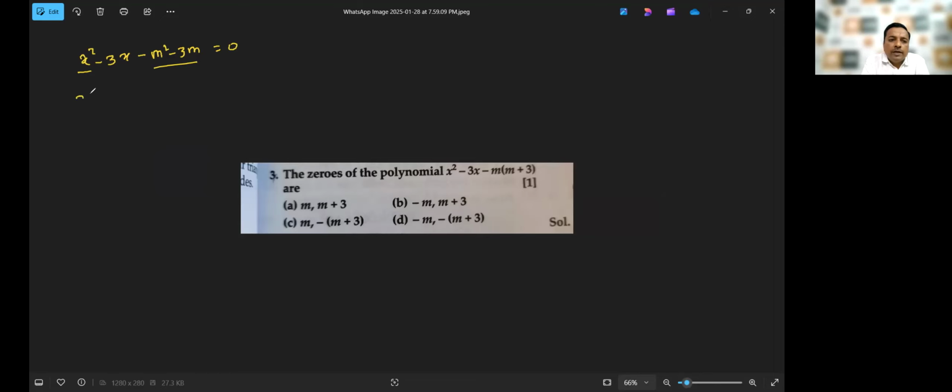Just don't do this one. x square minus 3x minus m and m plus 3. So this and this we have to multiply. तो ये हो जाएगा minus m and m plus 3, and the x square is there, then minus m square minus 3m. इसके फैक्टर 3 आनी चाहिए, the factor should be 3. तो एक फैक्टर आएगा m and the another factor is m plus 3.